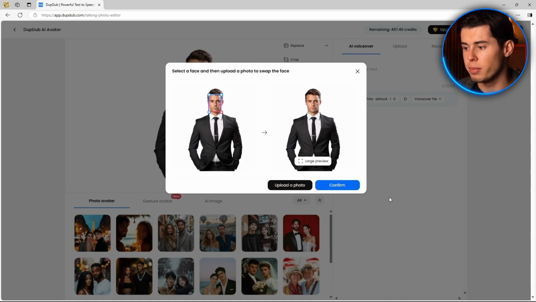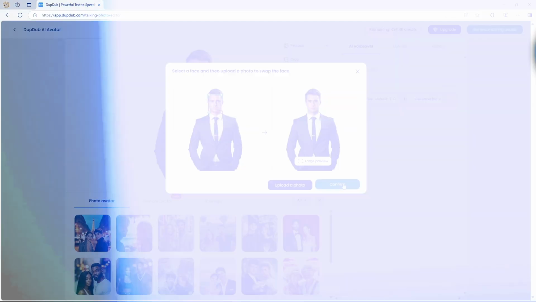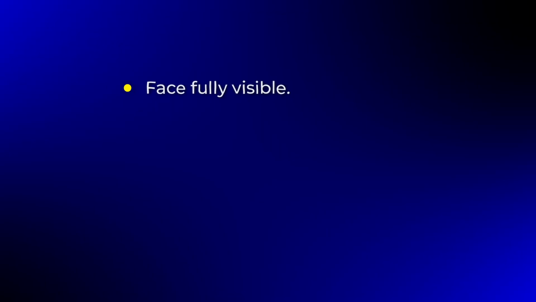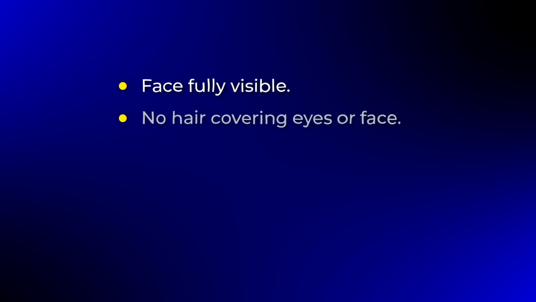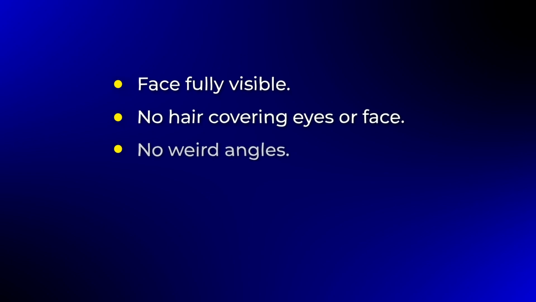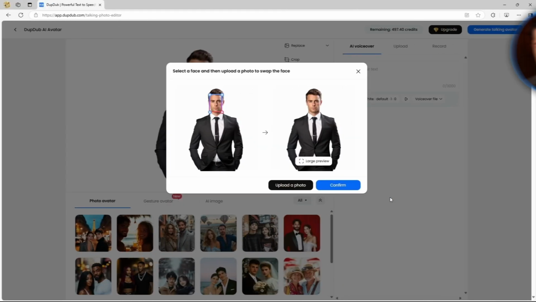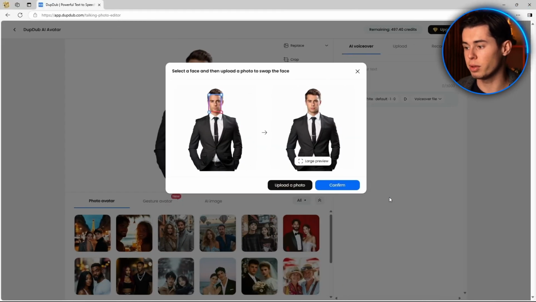By the way, it must be a front-facing photo of yourself. Make sure you've got good lighting, nothing too dark or shadowy, because you want your face to be clear and easy to see. And make sure your face is fully visible. There should be no hair covering your eyes or face, and no weird angles. Look straight at the camera, like you're making eye contact with it. Think of it like taking a passport photo, but a bit more chill.